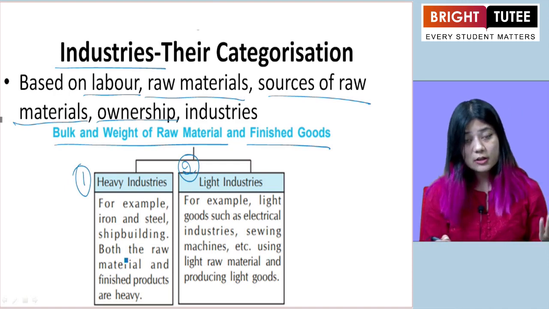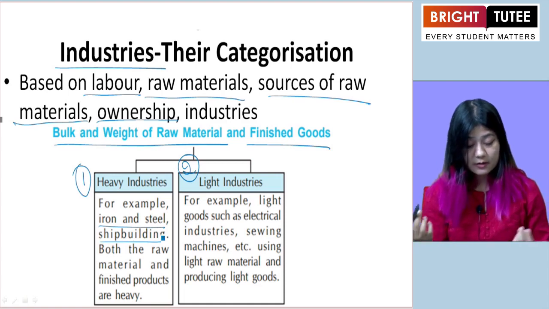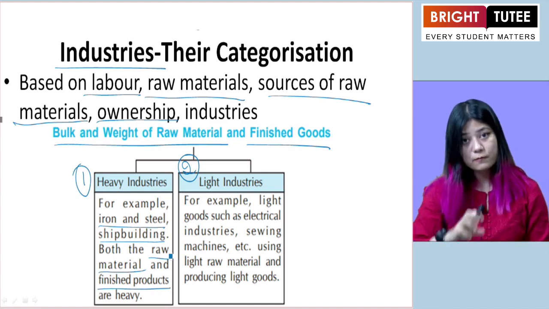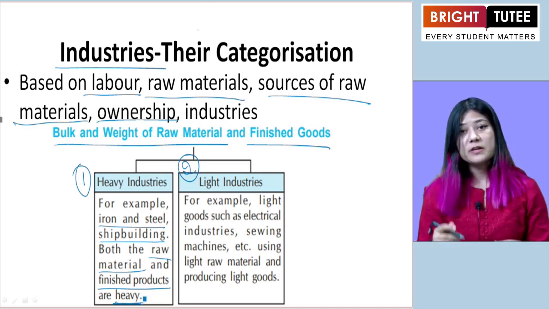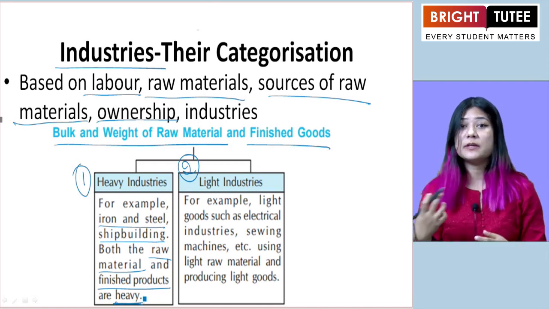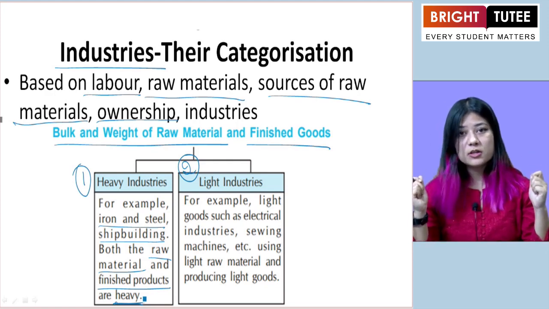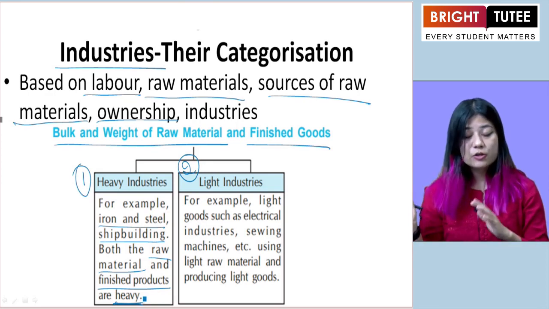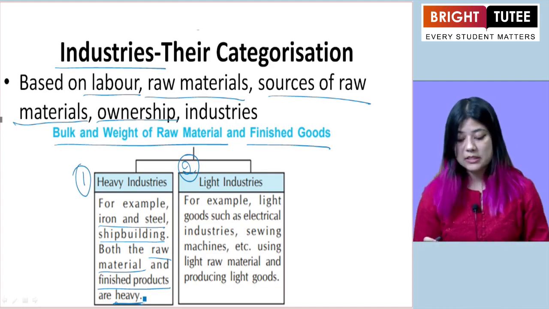For heavy industries, examples are iron and steel industries, shipbuilding industries or factories. In the heavy industry, the raw materials used for the manufacture of the finished goods and the finished goods themselves are both heavy, they are not light. Which means they need transportation. Transportation becomes very important for these heavy industries because people cannot carry it on their shoulders or arms and walk and transport it from one place to another. They need huge trucks and lorries to transport the finished goods as well as the raw materials.